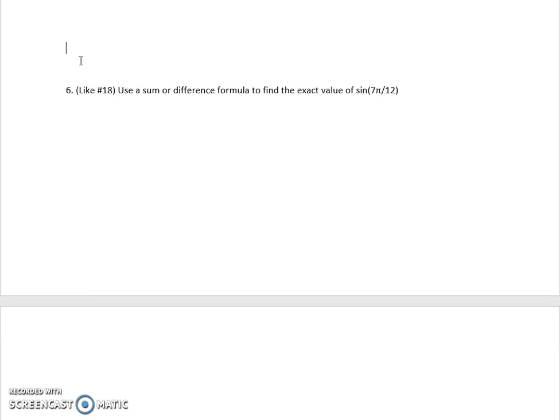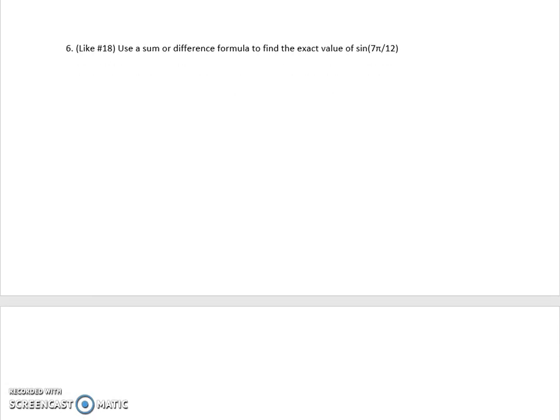All right, so this one is like number 18. You've got a bunch of matching ones on the review sheet, so I didn't do a ton of them here, just to give you the idea to get you started. So this one is like number 18. We're going to use the sum or difference formula to find the exact value of sine 7 pi over 12. All right, so we need a sum or difference that gives us 7 pi over 12 that we can find the exact value of.